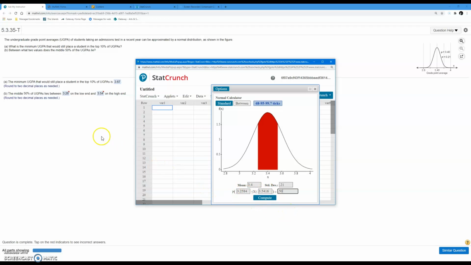There you can see the low end to two decimal places, 3.26. And that's what we got, 3.26 when you round that 5 up to a 6. On the high end, 3.54. That's also correct. Rounding appropriately, 3.54. That's on the high end as well.